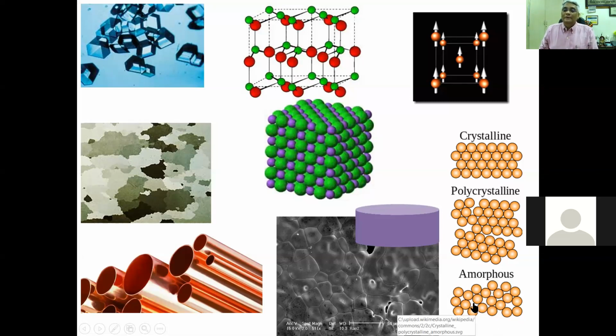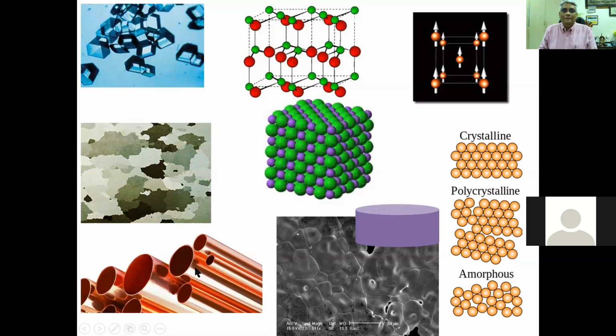Probably you have order in very small pockets, in pockets of a few nanometers. Okay, that's why amorphous solids are called short range materials in terms of crystallographic correlation. Long range order is there, and here you can see the order exists in this form.